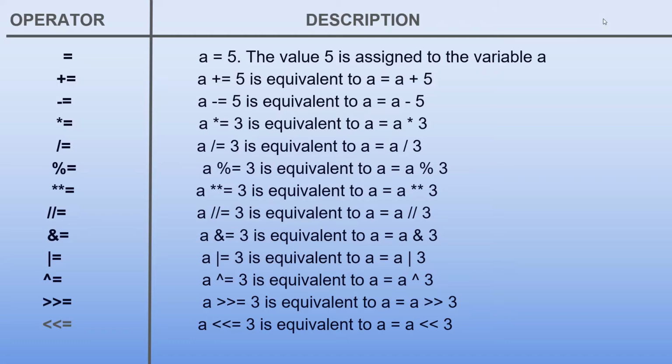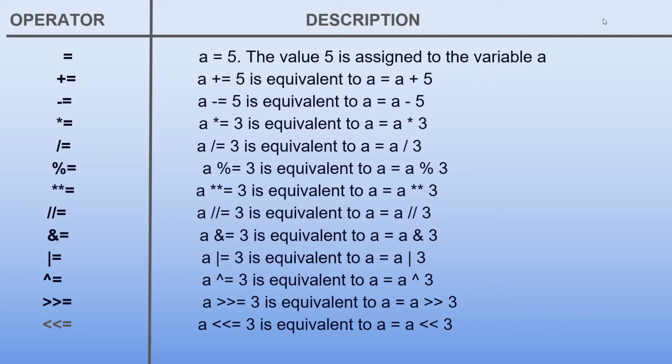Then we have -=, that is a -= 5, so it is equivalent to a = a - 5. Then we have *=, so a *= 3, which is equivalent to a = a * 3. Then we have /=, that is a /= 3, which is equivalent to a = a / 3. So this is a shortcut method. Then we have %=, so a %= 3, which is equivalent to a = a % 3.